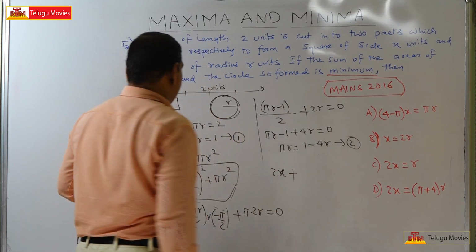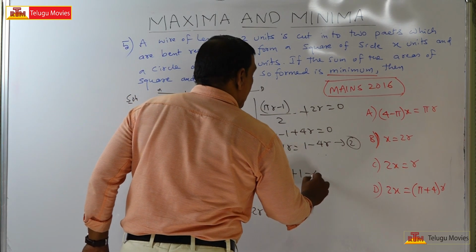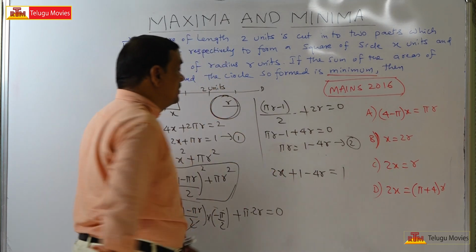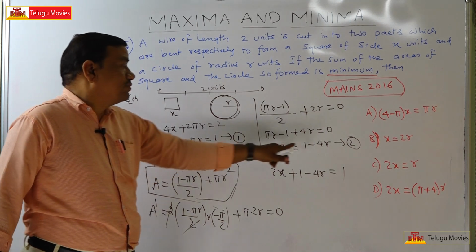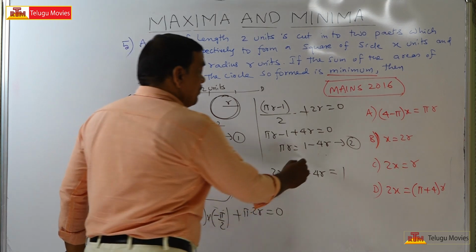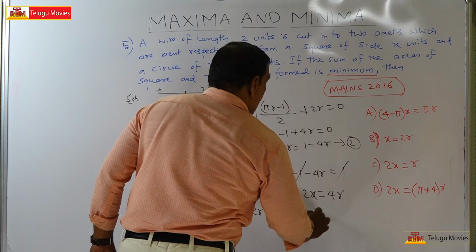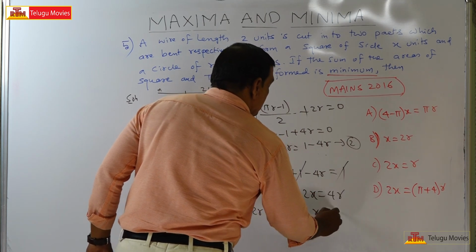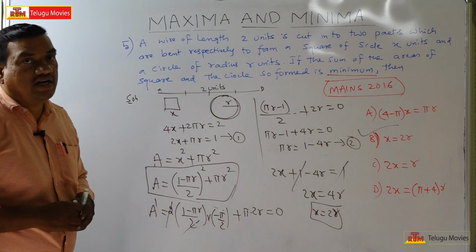2x plus pi r value, which is equal to 1 minus 4r, is equal to 1. Understand this? So from this I got the pi r value, and in the pi r you substitute 1 minus 4r. So any more cancellations? Yes. 1 cancels. 2x is equal to 4r, x is equal to 2r. X is equal to 2r is your correct answer.